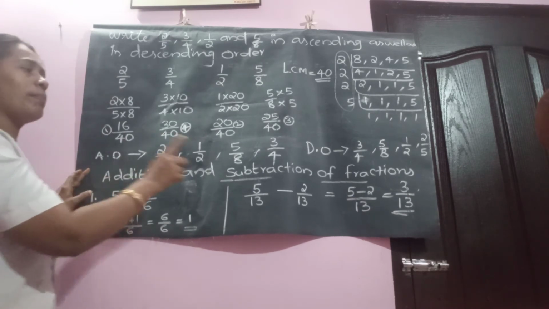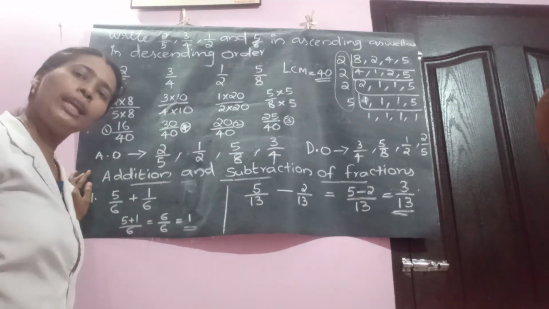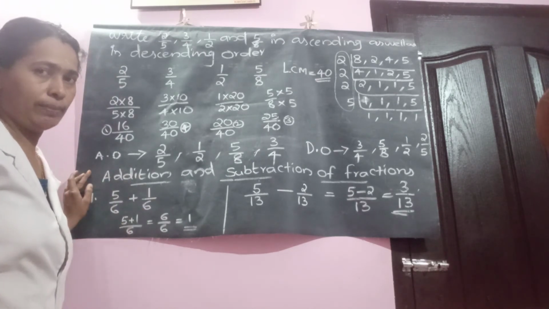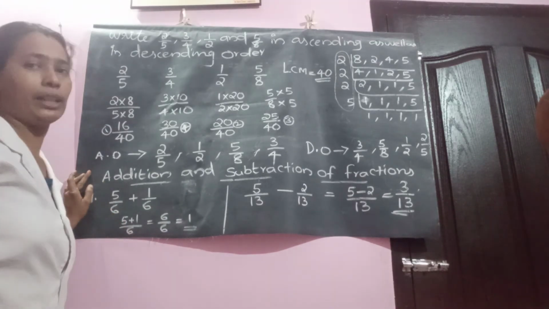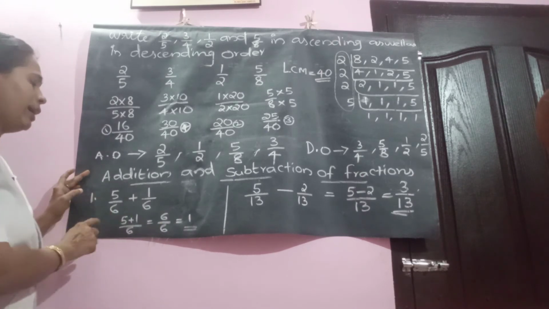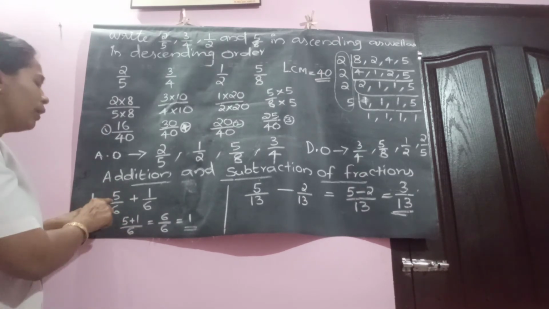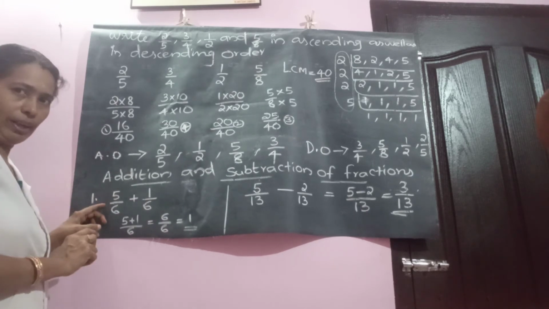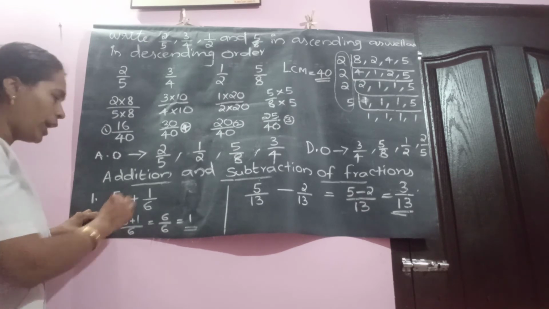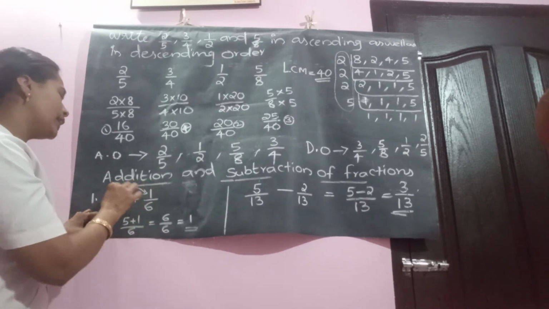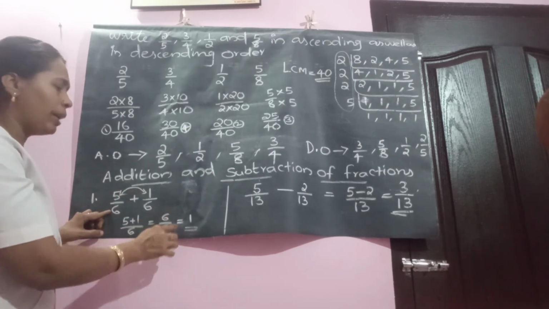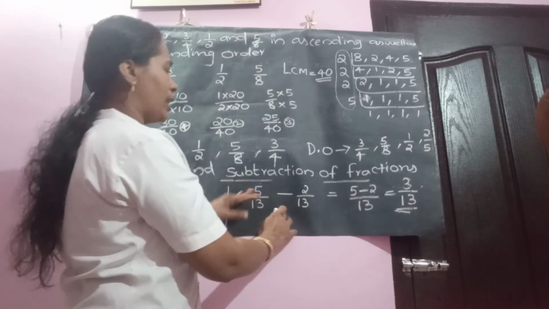So addition and subtraction are possible only when the fractions have equal denominators. Isn't it? But we have another method also called cross multiplication. So let us see both methods we can do. First one, 5 by 6 plus 1 by 6 given. See, in this case both have the same denominator. So what we want to do? We need to add numerators only. What is 5 plus 1? 6. Denominator is also 6. 6 by 6 equal to 1. Similarly, subtraction question.